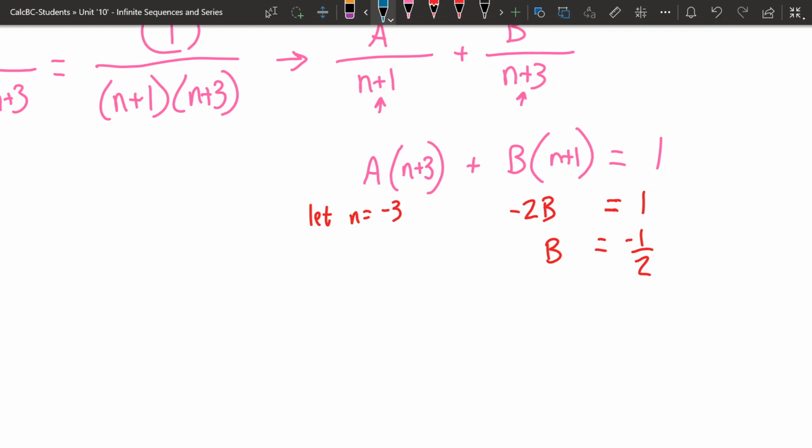All right, let's see. If we solve this n plus 1, set it equal to 0, we get n equals -1. So let's plug in -1 into n in this first piece. We get 2a. This second piece is going to make 0. So we've got 2a equals 1. Solve for a. We get 1/2.